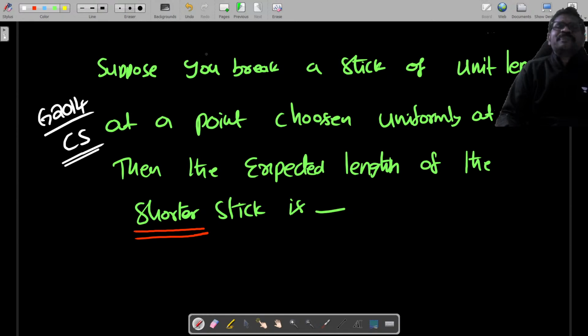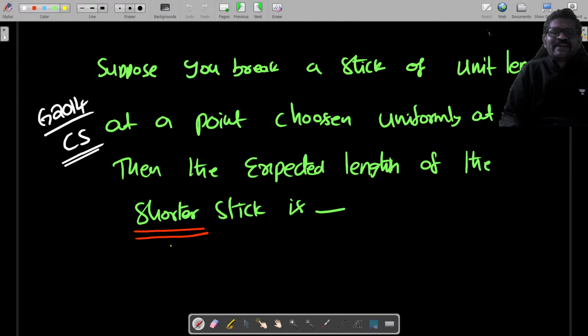In this problem, random variable follows uniform distribution. In which interval? I have underlined the word shorter. The word shorter, the reason is stick of unit length.